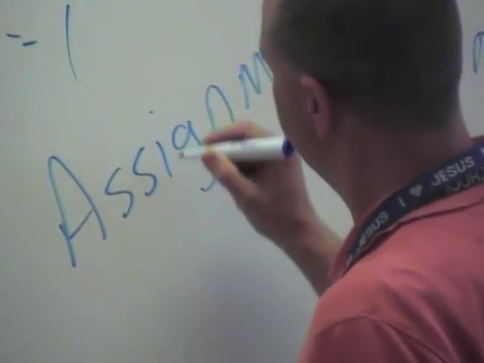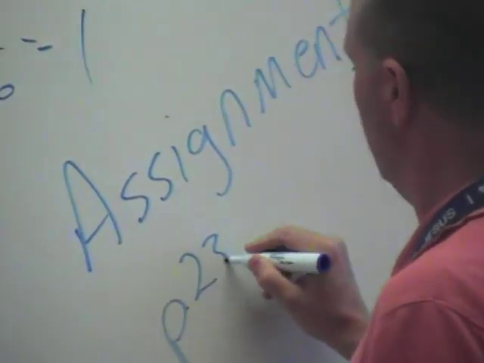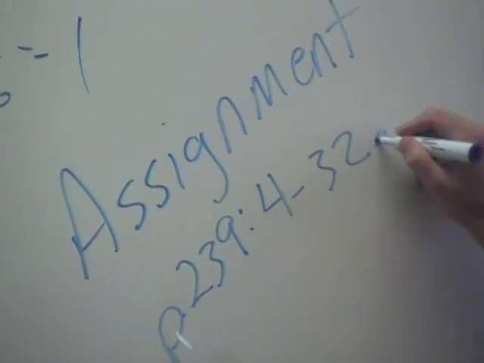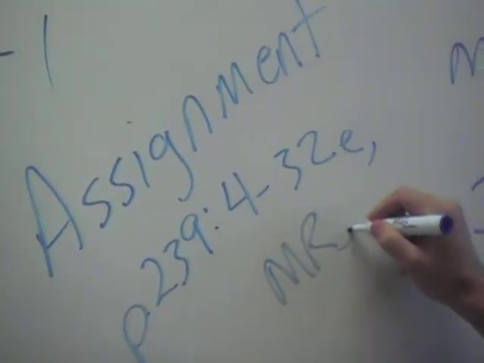We good? Yes. Page 239. 4 to 32 evens and the mixture of evens. Not a lot.